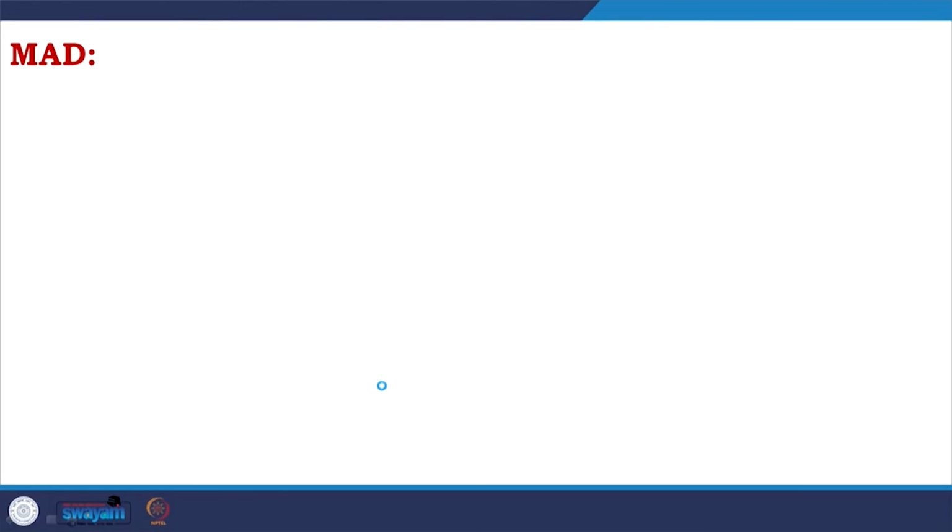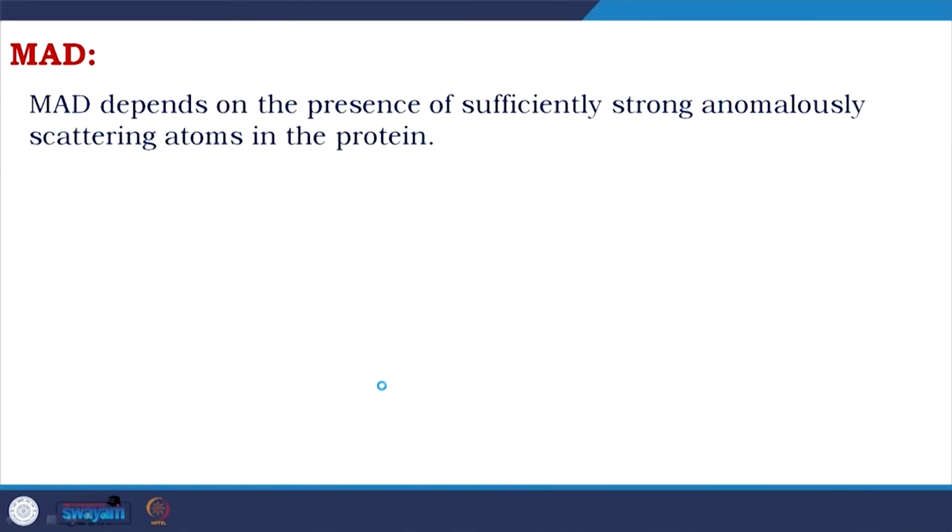So, getting phase is a comparison: any difference between an element with high electron content and the anomalous element, the differences make, you are getting into your solution. MAD depends on the presence of sufficiently strong anomalously scattering atoms in the protein. Like as I talked about zinc, if you have one zinc and your protein is huge, then the presence of the zinc atom with respect to the carbon, nitrogen, oxygen would be much lower, you do not get a good signal.